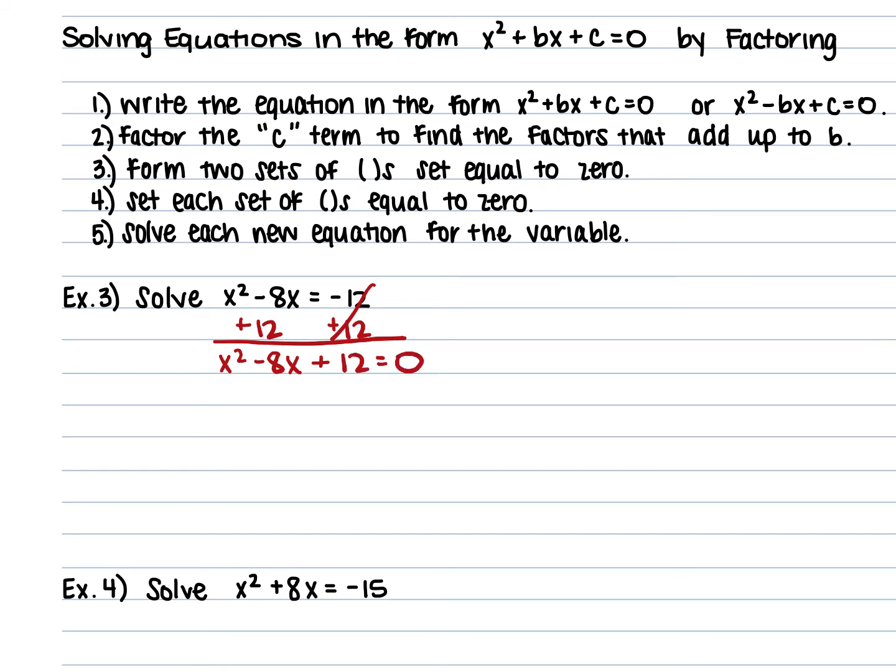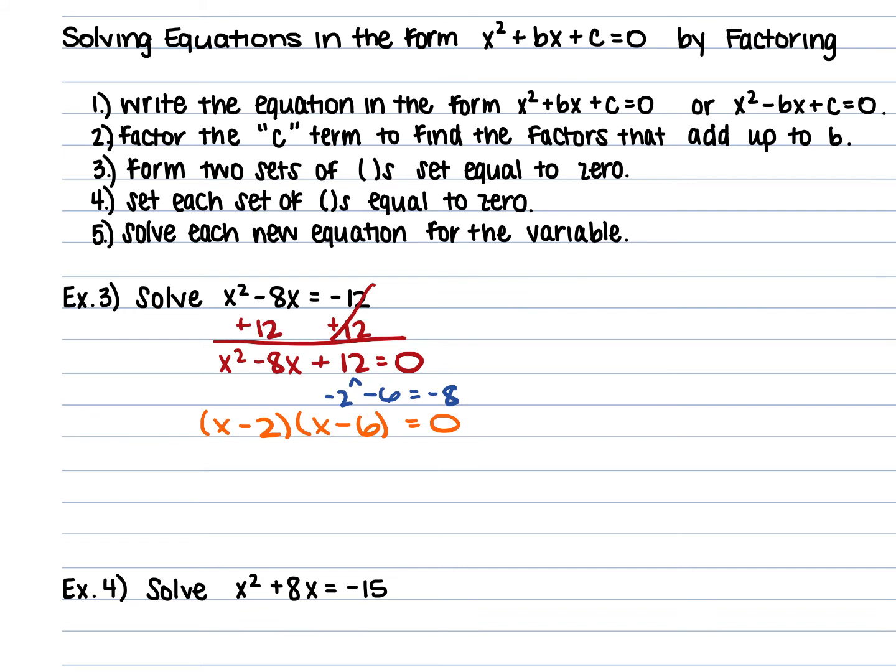The 8 is negative, the 12 is positive. So we need two terms that are the same sign that add up to be negative 8. So both of them are going to be negative. Your factors of 12 that add up to be negative 8 are negative 2 and negative 6. So this factors out to be x minus 2 times x minus 6 is equal to 0.